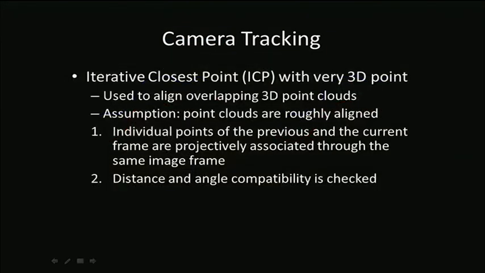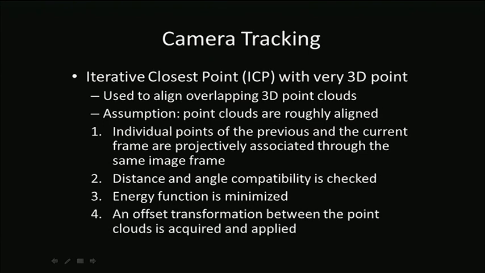So after we've checked the compatibility of a point pair, we then try to minimize an energy function. So the energy function describes the sum of the squared distances between the points, and we solve a linear system which tries to minimize this disparity between the point clouds globally. So we try to find the best fit to minimize the distances for the whole point cloud.